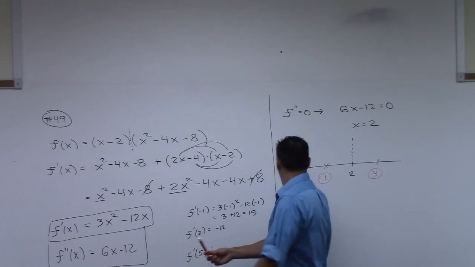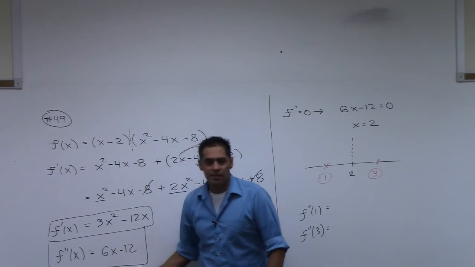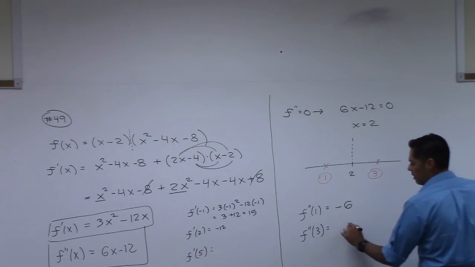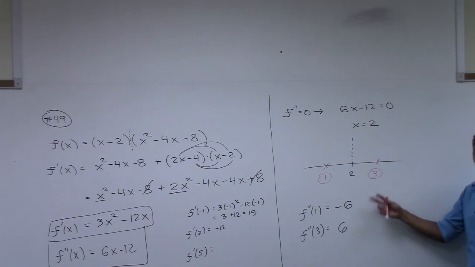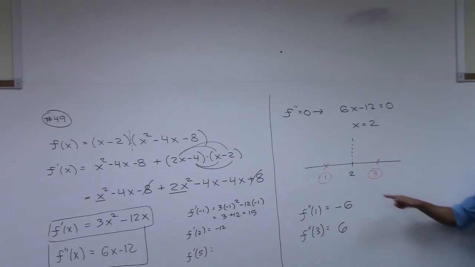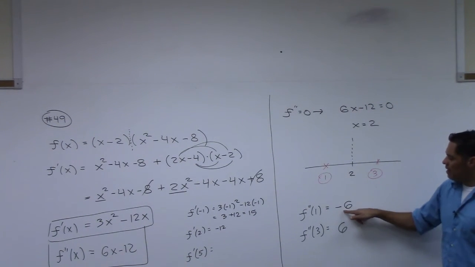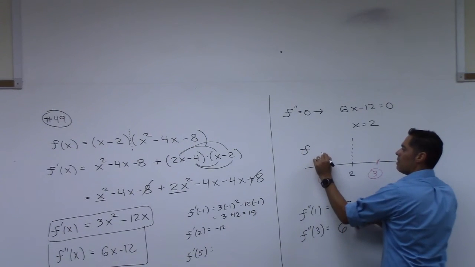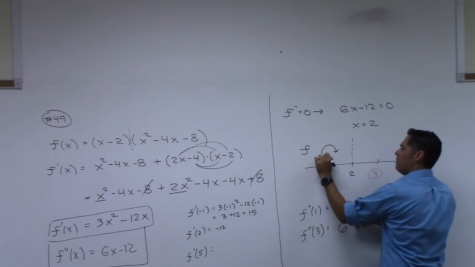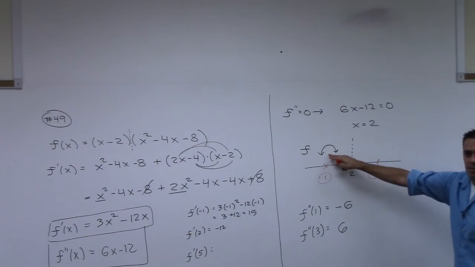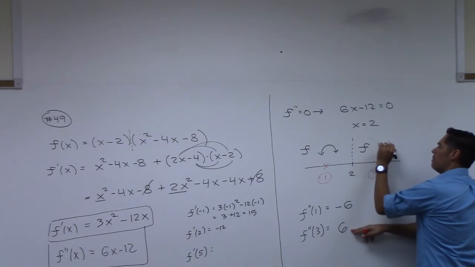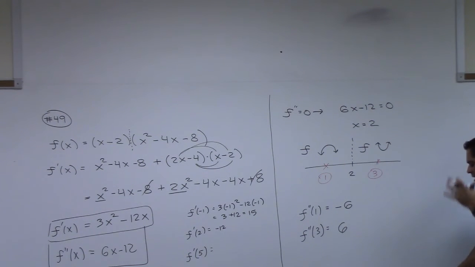So what happens if I plug in 1 here? I get -6. What happens if I plug in 3? 6. Okay, so all I care about is the positive and negative, right? So at 1, my second derivative is negative. What does that tell me about my original function? What is it doing over here? Concave down, right? Negative people frown, right? Positive people smile. So positive, which means my original function is concave up here.